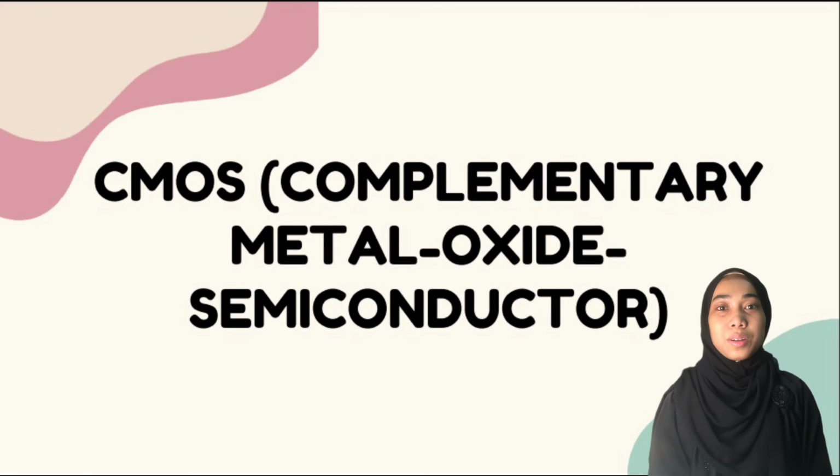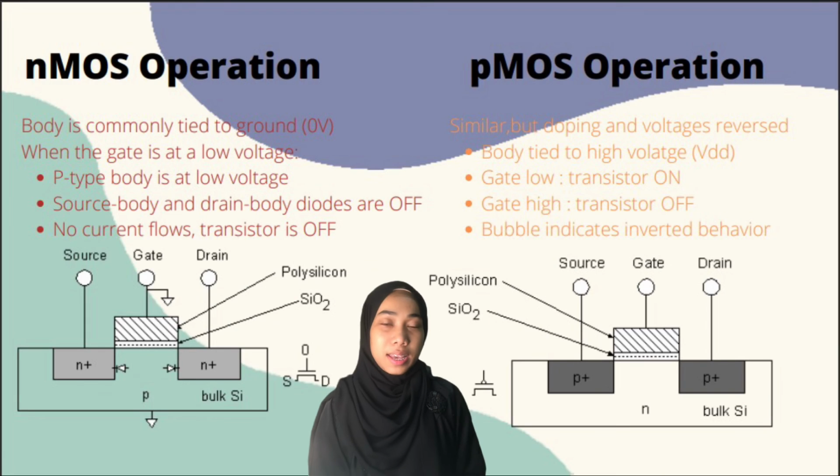For the last topic, we are going to talk about complementary metal oxide semiconductor, which is CMOS. As you can see from this figure, this shows the NMOS and PMOS operation. For the NMOS operation, the body is commonly tied to ground, which is 0 voltage. When the gate is at a low voltage, the P-type body is at low voltage. Source-body and drain-body diodes are off, and there's no current flow, which means the transistor is off.